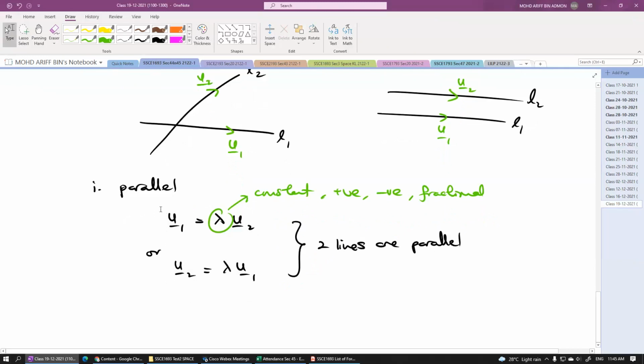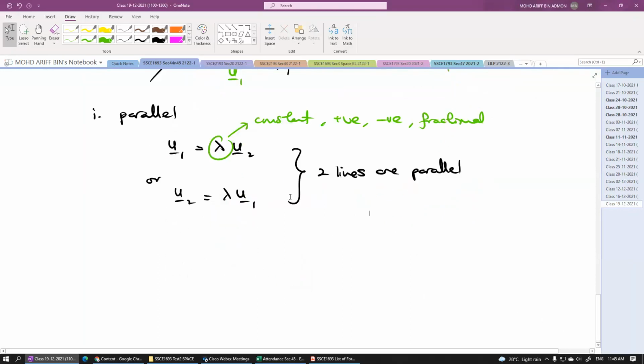If you cannot write in this form, it means your two lines here are not parallel. Not parallel if not equal. So simple.